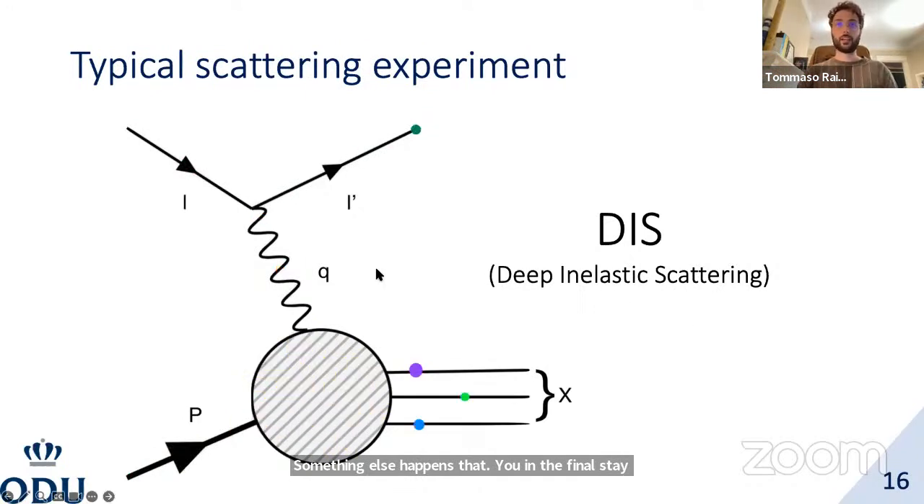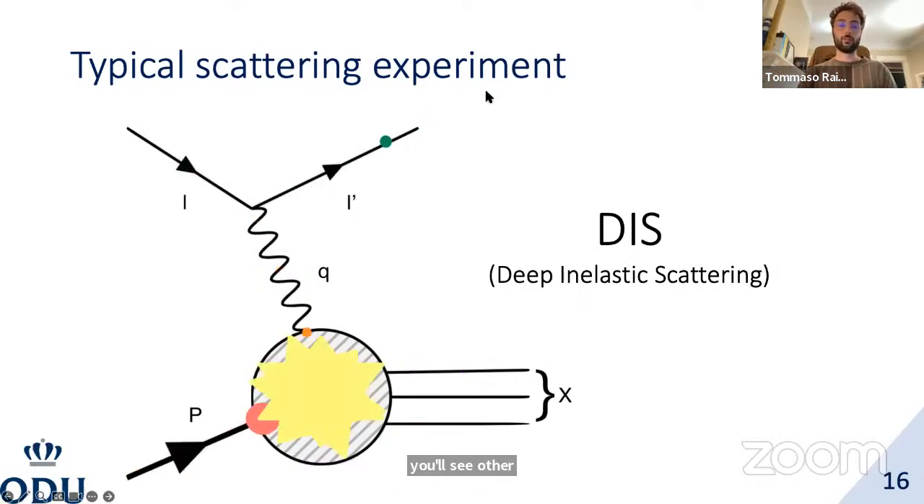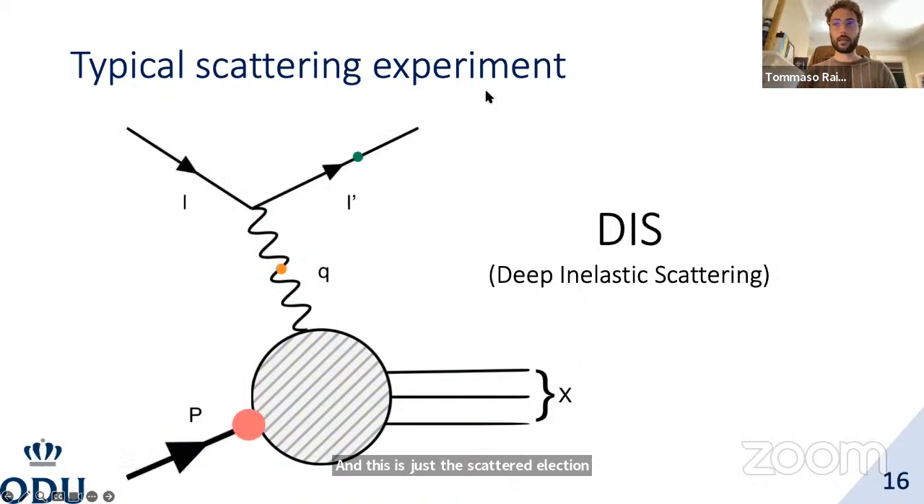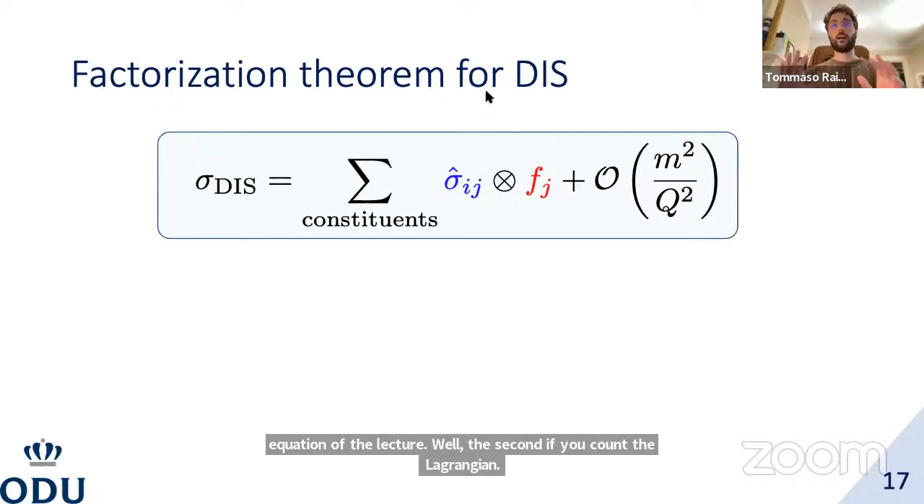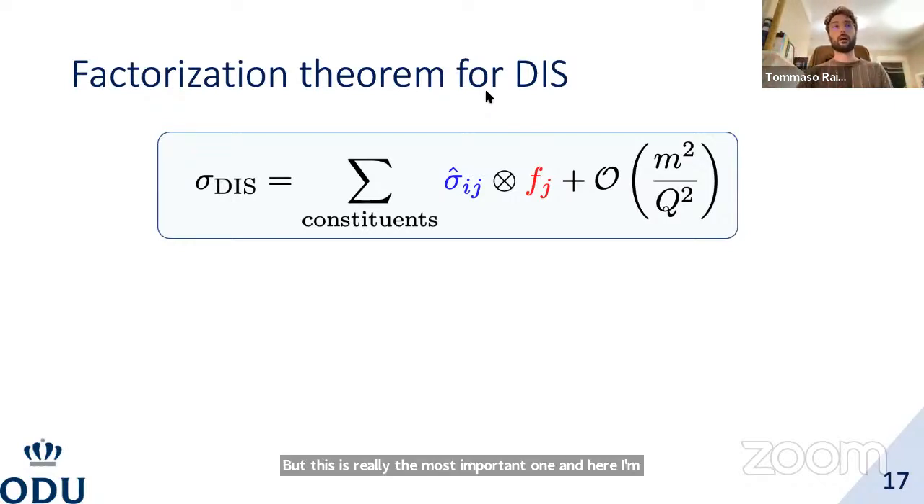And this is just a scattered electron that comes off with a different angle, with a different energy and momentum. Great. So finally, we come to basically the first equation of the lecture. Well, the second, if you count the Lagrangian. But this is really the most important one. And here I'm just showing the factorization theorem for DIS.